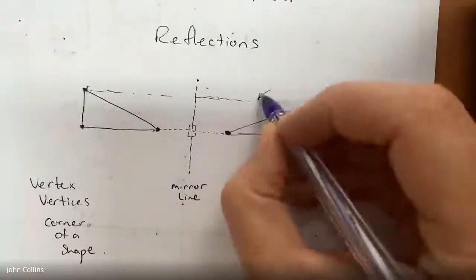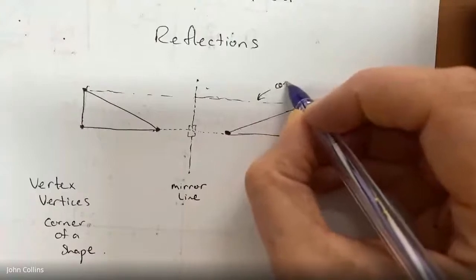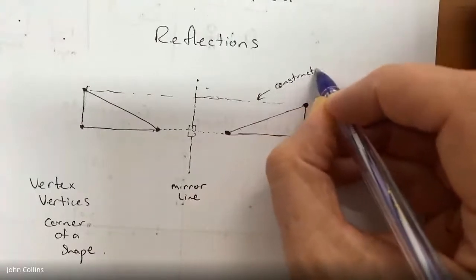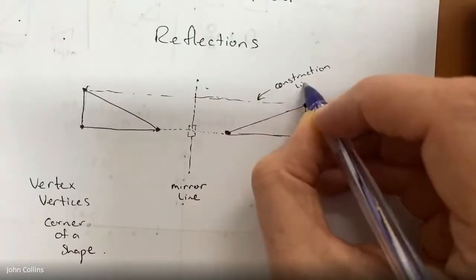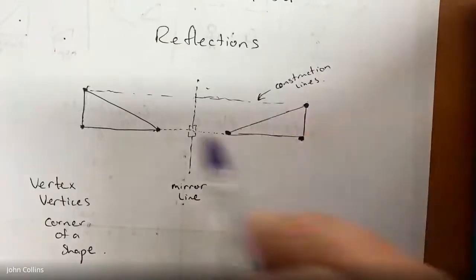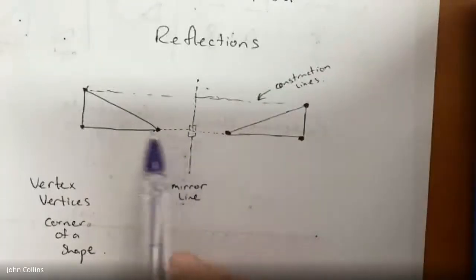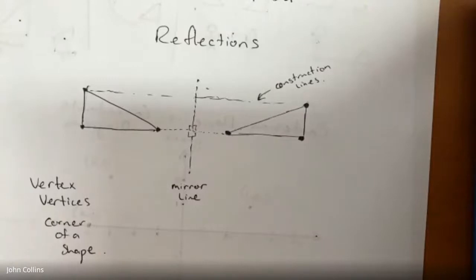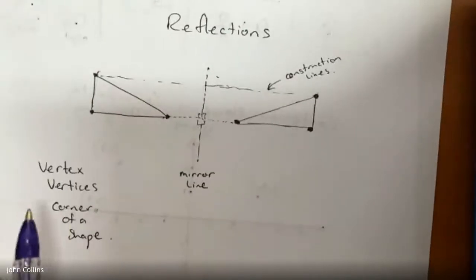These dotted lines are called construction lines. They can be pretty light, especially for an easy reflection like this. It's just a cross line. You have your squares, you probably don't need them. But when you're doing geometry and you put in lines that help you draw a shape, they're called construction lines.